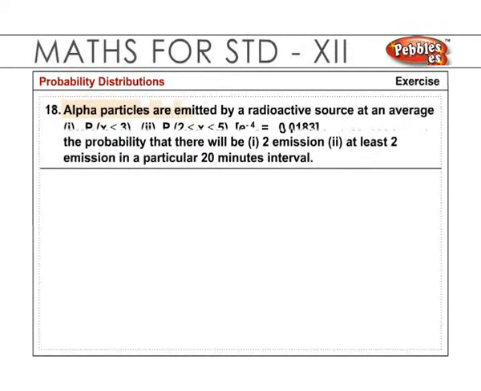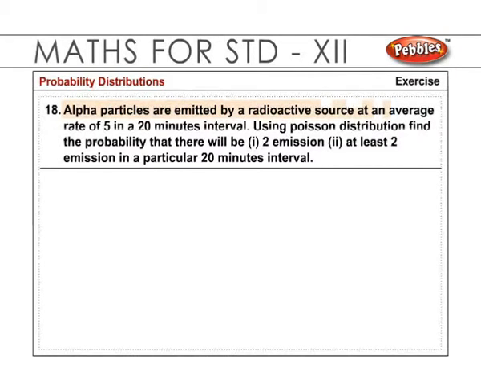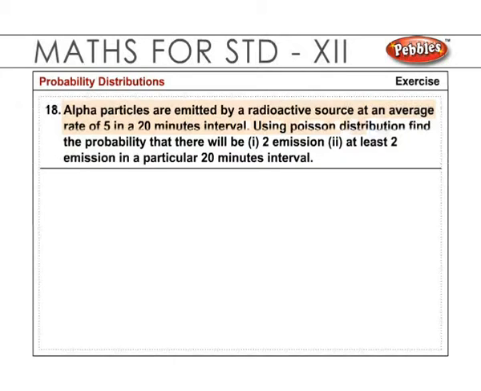Air particles are emitted by a radioactive source at an average rate of 5 in a 20 minute interval. Using Poisson distribution, find the probability that there will be 2 emissions, at least 2 emissions in a particular 20 minute interval.